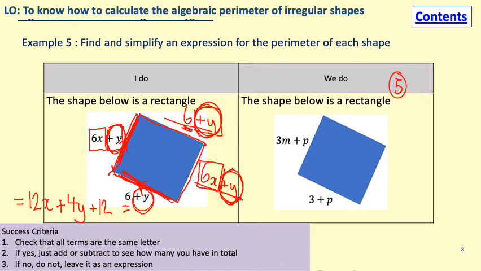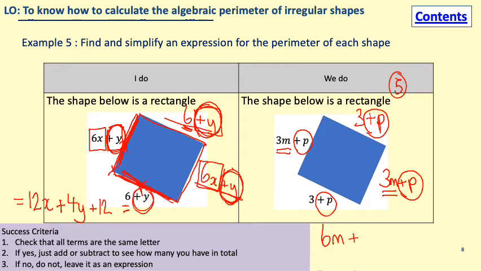So if we have a look now, so again, through the properties of rectangles, we know this side here is going to be 3m plus p. And we know this top side is going to be 3 plus p. So our m here is going to link up with this 3m. They're like terms. So we're going to get 6m. And then with our positive p, we've got a positive p there, positive p there, positive p there, and a positive p there. So that's plus 4p, and then the only thing that we've got left is this 3 and this constant 3. So that's just going to give us plus 6. And as you can see, we've used all the terms, so there is our answer.